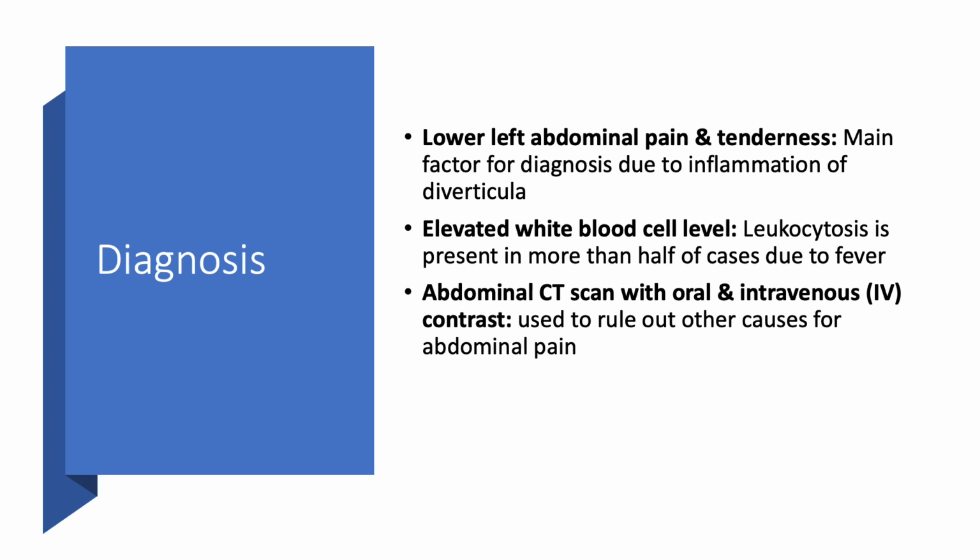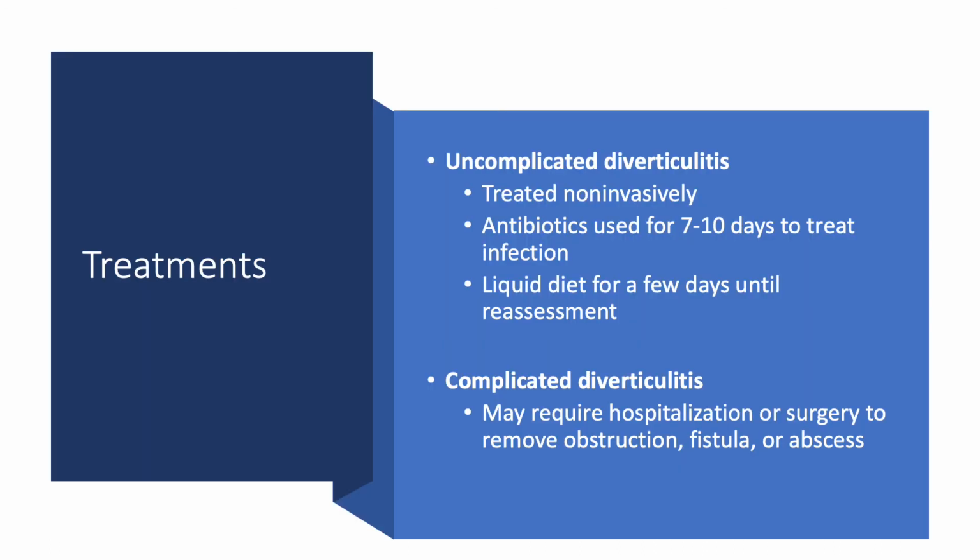They also look for an elevated white blood cell level, known as leukocytosis, because it's present in more than half of cases due to fever, which also means half of cases of diverticulitis are caused by a bacterial infection. Again, the goal of the fever is to kill the bacteria that cause the infection. They also perform an abdominal CT scan with oral and intravenous contrast, which is used to rule out other causes for abdominal pain. Treatment for uncomplicated diverticulitis is pretty simple.